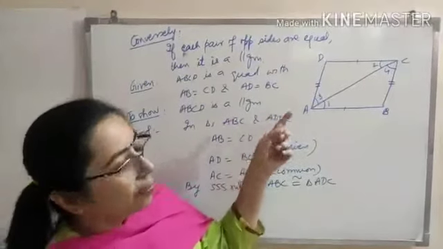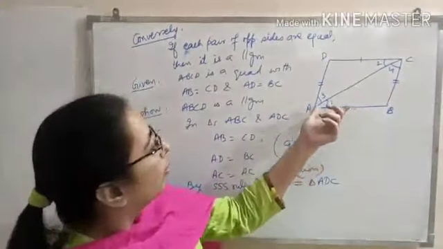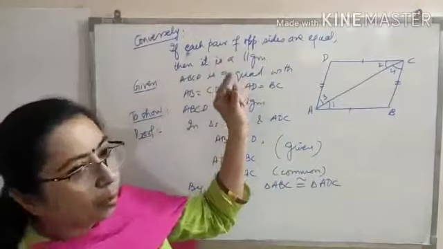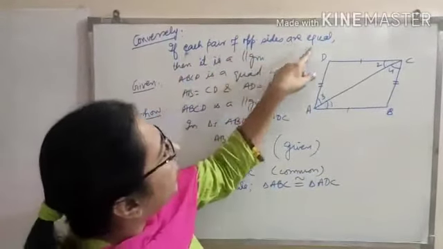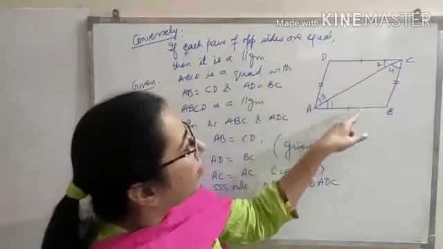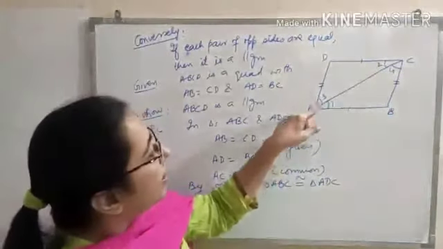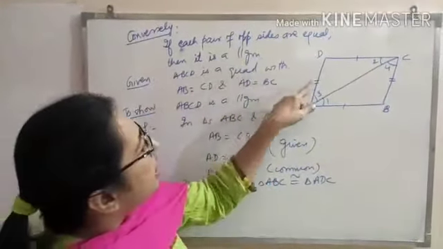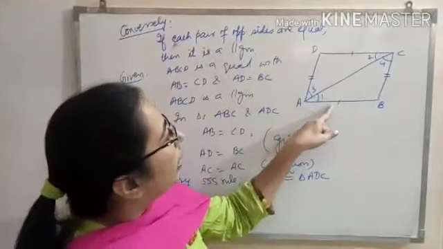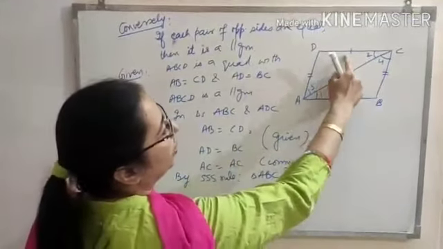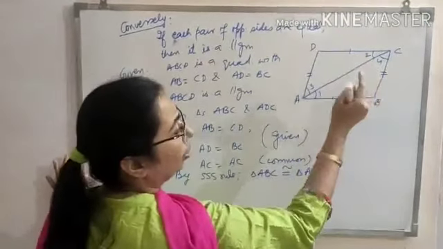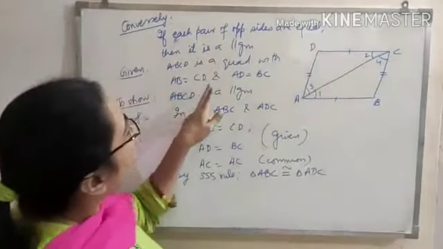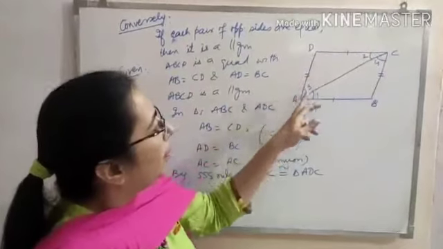Now we come to the converse part of the first theorem, that in a parallelogram opposite sides are equal. Now you are given that if each pair of opposite sides are equal, then it is a parallelogram. Converse part is this. You are given ABCD is a quadrilateral with AB equal to CD and AD equal to BC. These opposite sides are equal. Now it is given to you and you have to show that ABCD is a parallelogram.